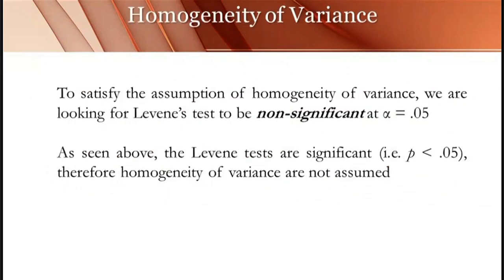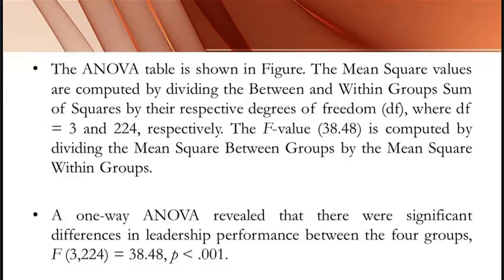Now, to satisfy the assumption of homogeneity of variance, we are looking for Levene's test to be non-significant, right? We are looking at whether Levene's test is non-significant, that is, greater than 0.05. Okay. Now, after conducting post hoc analysis, these are the results we got. That is, F value is 38.48. It is computed by dividing the mean square between the groups by the mean square within the groups.